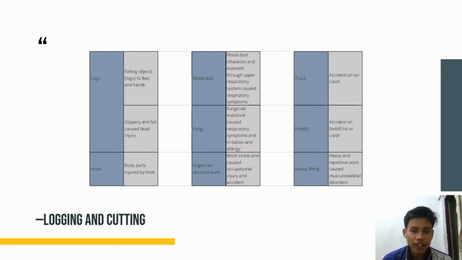The next hazard is fungi, where fungicide exposure will cause respiratory symptoms, irritation, and allergy. The next hazard is the demanding work that will cause work stress and occupational injury and accident. The next hazard is the truck, where the truck may have an accident or crash, and the next hazard is the forklift. There may be an accident where the forklift hits or crashes, and the last one is heavy lifting, where heavy and repetitive work will cause musculoskeletal disorder.